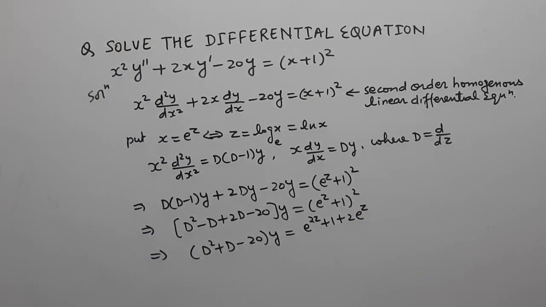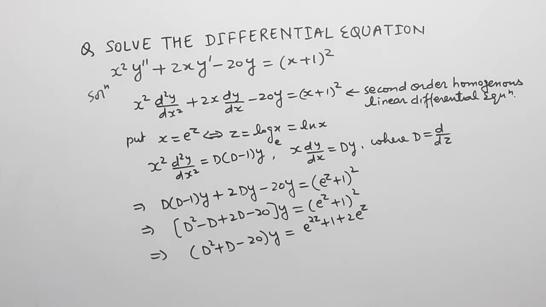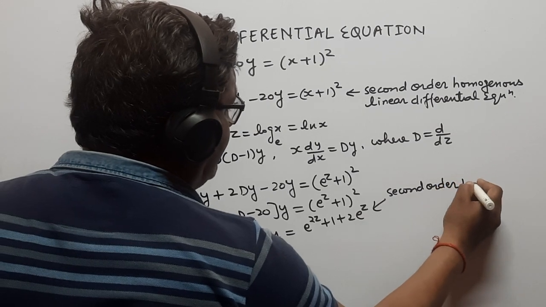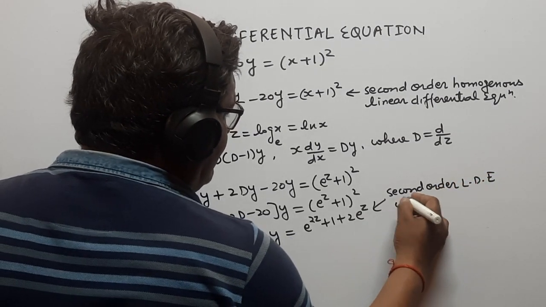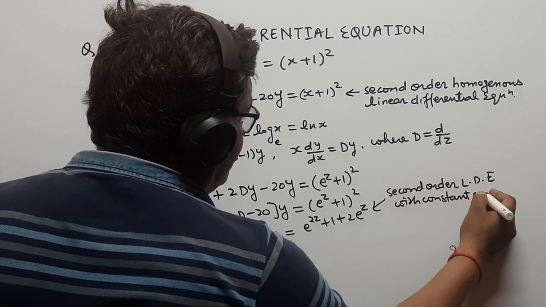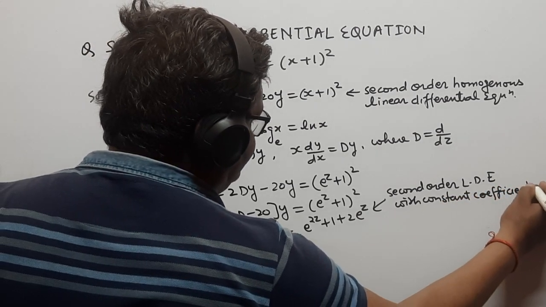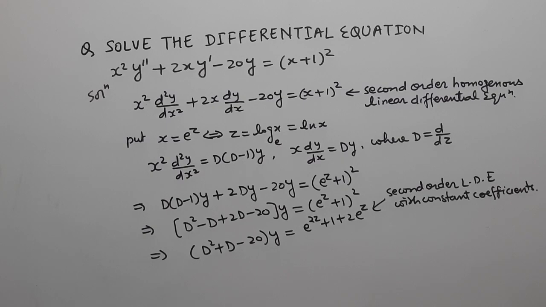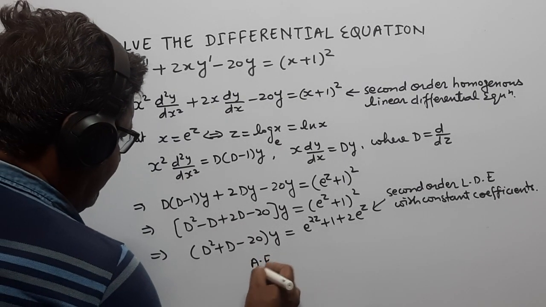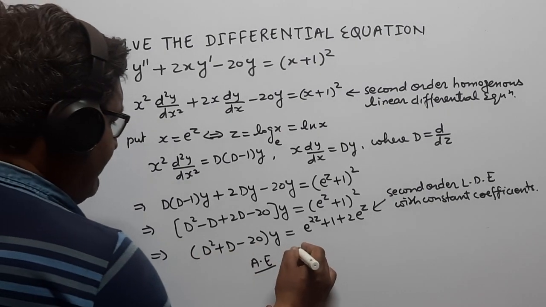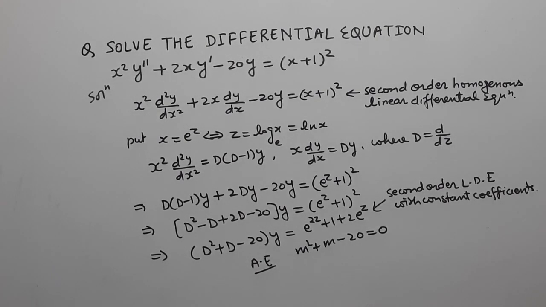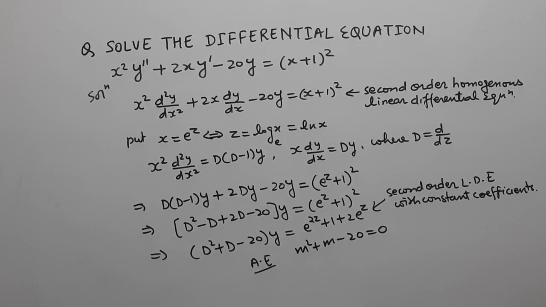You can see that the homogeneous linear differential equation is reduced into a linear differential equation with constant coefficients. So you know that this is the second order linear differential equation with constant coefficients. For solving this, first we write the auxiliary equation. For forming the auxiliary equation, always we replace capital D by m. So we get m square plus m minus 20 equal to 0. This is the auxiliary equation. Now we find the roots of this auxiliary equation.